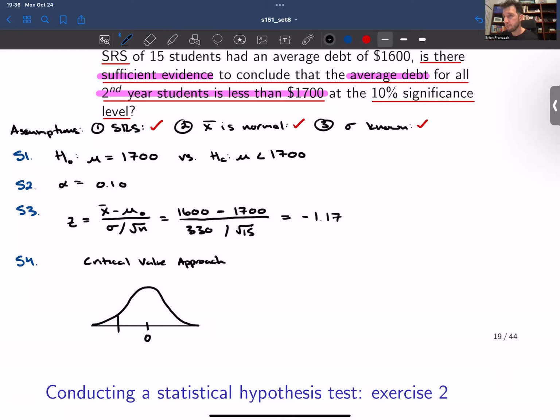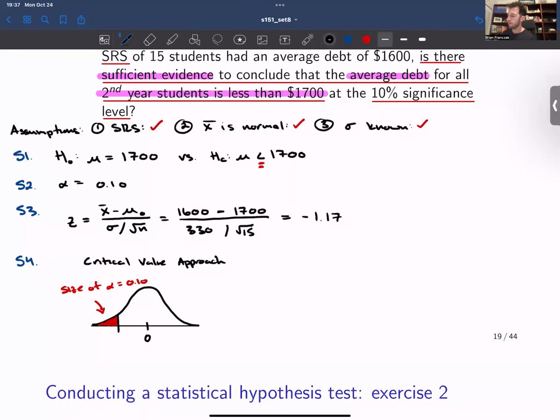The alternative hypothesis for this test is mu less than 1700. So the less than symbol in the alternative hypothesis tells you where the rejection region is. Our rejection region is on the left side of the curve, in the lower tail, because it's a lower tail test. So I mark down a point and then I shade in this area.